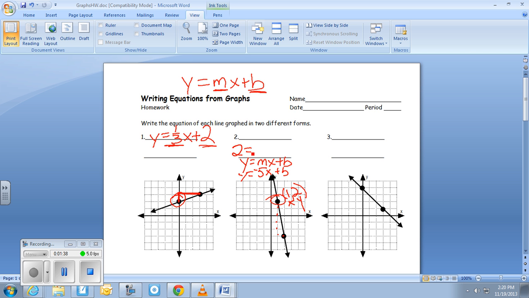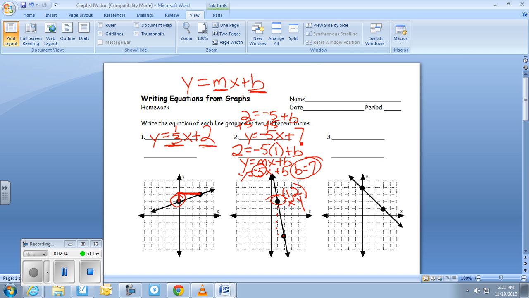So 2 instead of y is equal to a negative 5. That's my slope. And then times the x value, which is 1, plus b, which is what I want to solve for. So now I have 2 equals negative 5 plus b. Now I want to isolate the b, so I'm going to add 5 to both sides. So b is equal to 7. So to rewrite, knowing what the slope is and my y-intercept, y equals negative 5x plus 7.